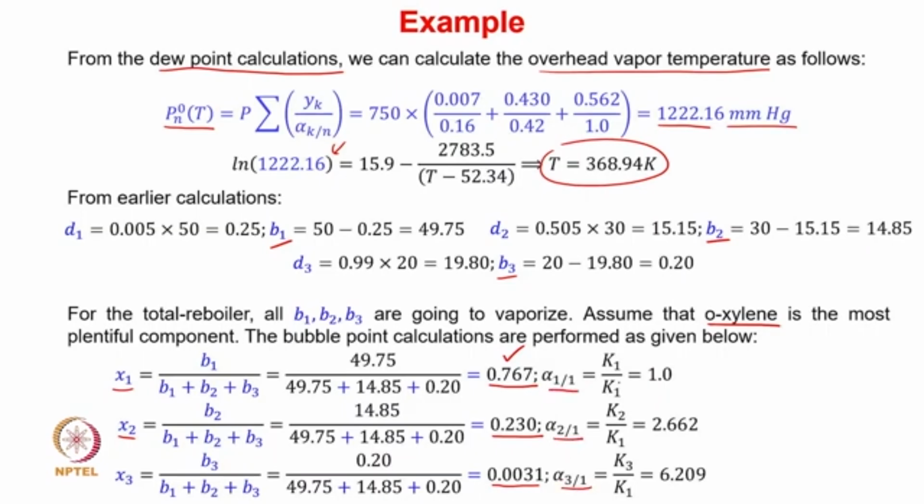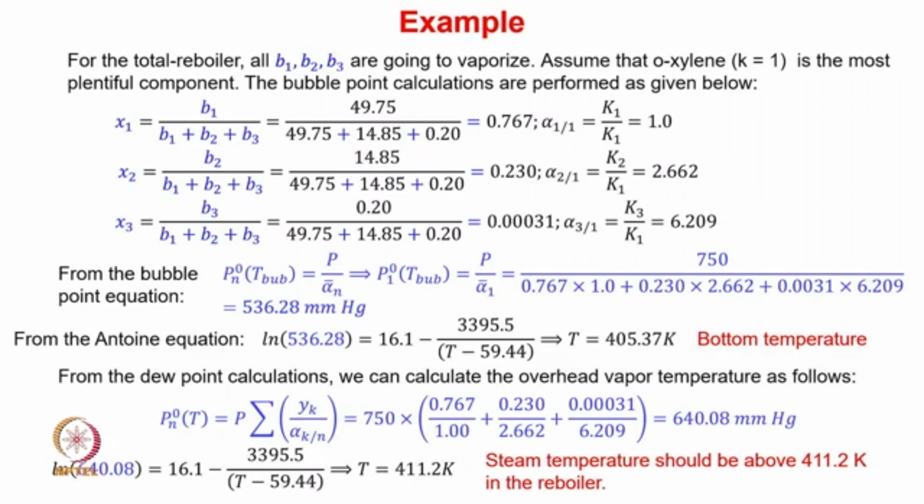So alpha 11 in this case will be K1 by K1, that is just 1. Alpha 21 will be K2 divided by K1, so that comes around 2.662, and alpha 31 is K3 divided by K1, so that comes around 6.209. So now with these three values, again we are going to perform the bubble point calculation. So bubble point calculation, again we are calculating the average relative volatility, and P divided by average relative volatility is giving me the vapor pressure of the abundantly available component.